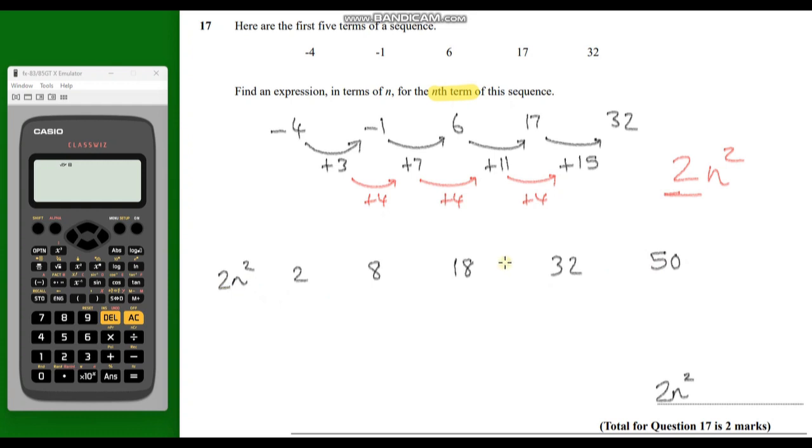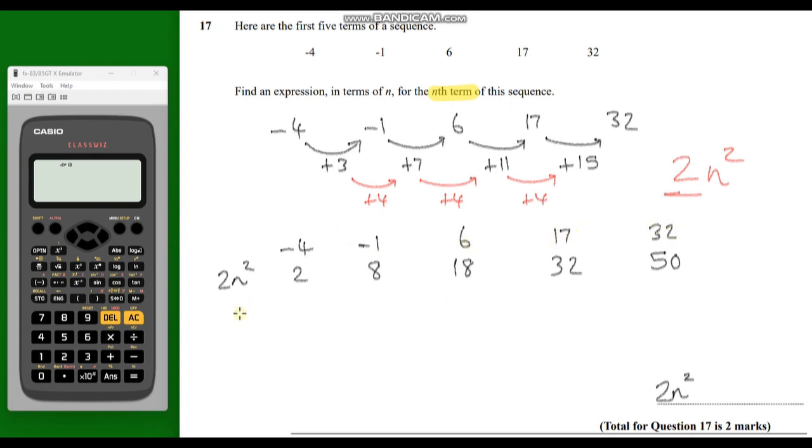And now what we need to do is we need to take this sequence away from our original sequence to see what's left over. So I'm just going to copy down our original sequence just above this sequence that I've written out. So we've got -4, -1, 6, 17 and 32.